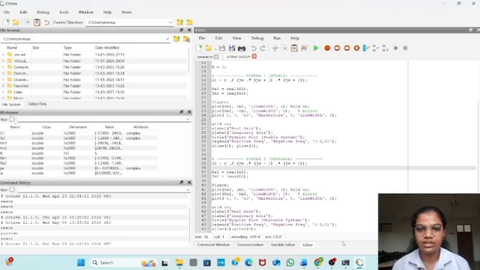RE2 equals real of G2. IM2 equals imag of G2. This command extracts the real and imaginary parts of the unstable system response.